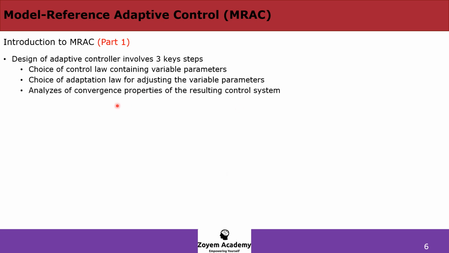Okay, so the three key steps that we have to take into account when designing model reference adaptive controllers are: first, to choose a control law, and basically the control law will contain the variable parameters. The next step is to get the adaptation law for adjusting those variable parameters. Like I mentioned, if the error is 0, then you don't need to worry about the adaptation law. But when you have an error, then the adaptation law needs to be adjusting the variable parameters. And the last one, which is mostly for the indirect adaptive control, is to analyze convergence properties of the resulting control system.